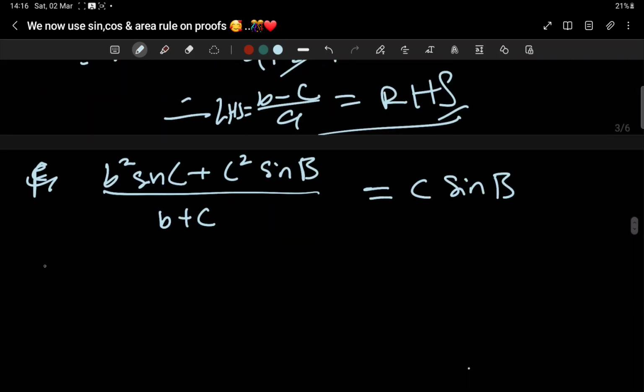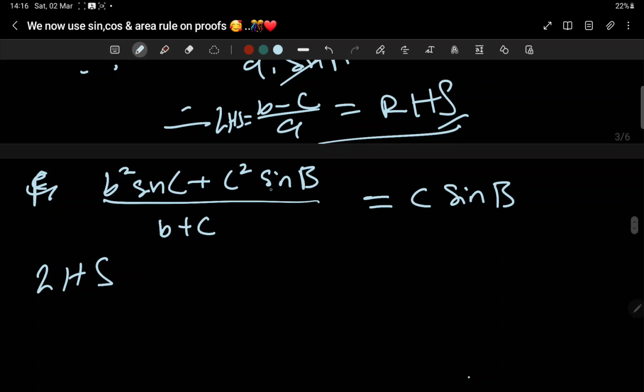we choose the left hand side. So on the left hand side, we need sine B, right? Maybe if we can change sine C to sine B, so that it can remain with sine B and get rid of sine C. Alright, let's see what will happen.